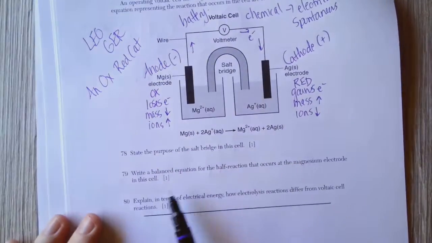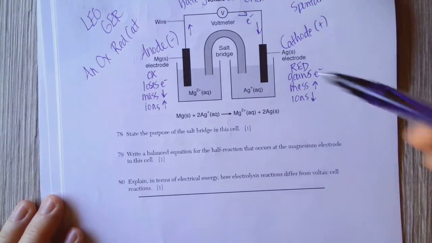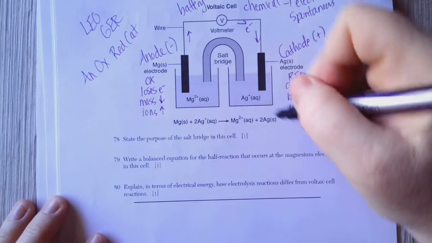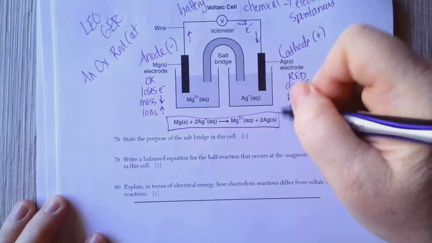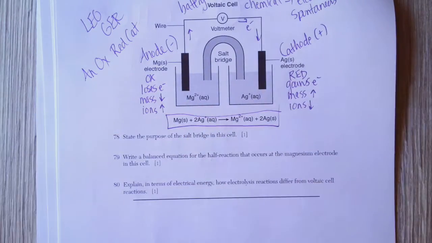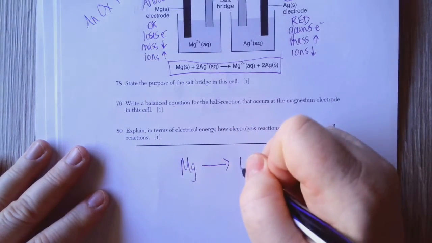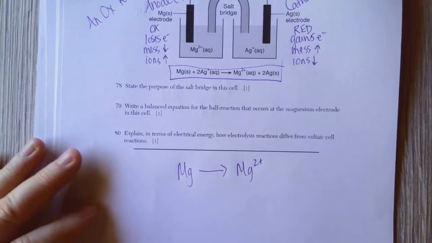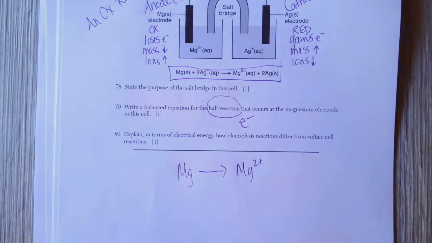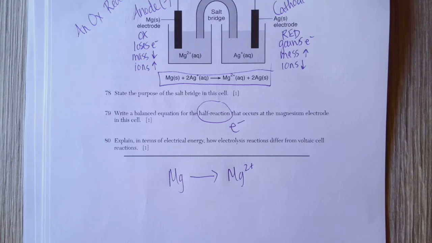Okay. Write a balanced equation for the half reaction that occurs at the magnesium electrode. Okay. So at the magnesium electrode, we have oxidation happening. Here is the whole big equation. So like, don't start from scratch. So what you're going to do is take out the magnesium part from here. Okay. So I have Mg to Mg2+. But it is not done yet. A half reaction has to have electrons put in. Remember, we're losing electrons, right?